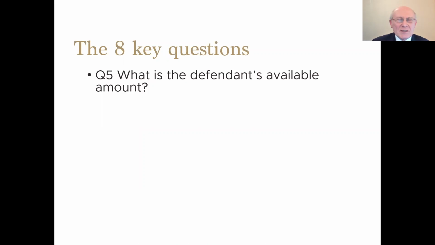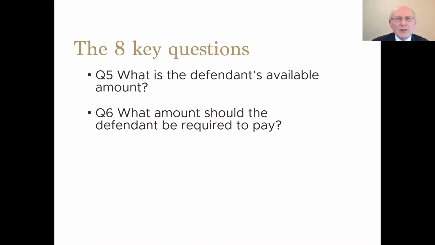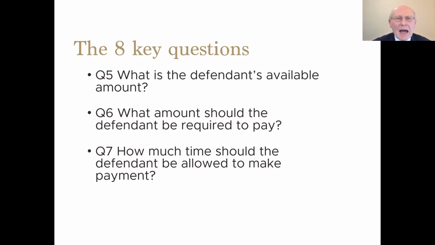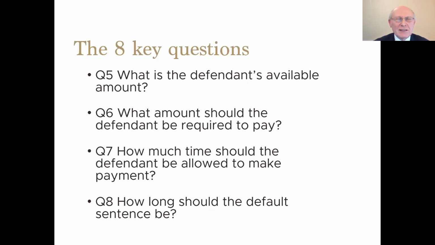Number 5, what's the defendant's available amount? Number 6, what should the defendant be required to pay? And you may be thinking, well, that's very easy because it's the lower of the benefit or the available amount. To which I would say, well, usually, but not always. Number 7, how much time should the defendant be allowed to make payment? And number 8, finally, how long should the default sentence be? So all these things are going to feed into the confiscation order which the court is going to make.